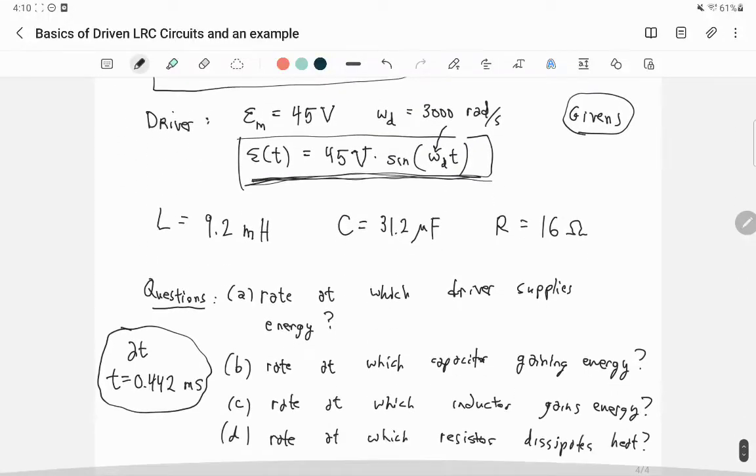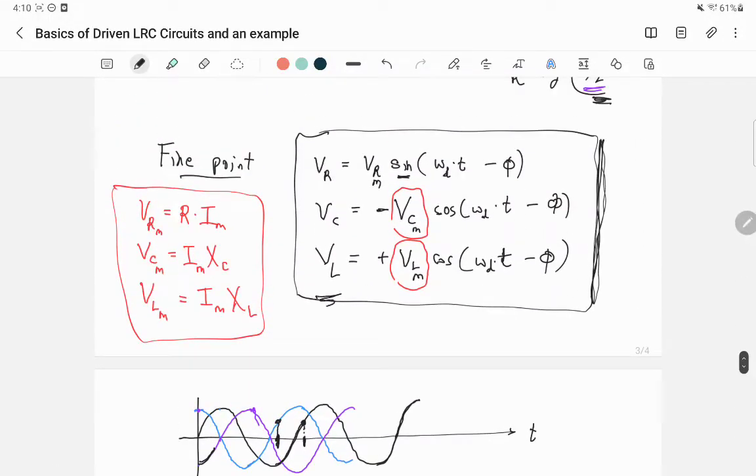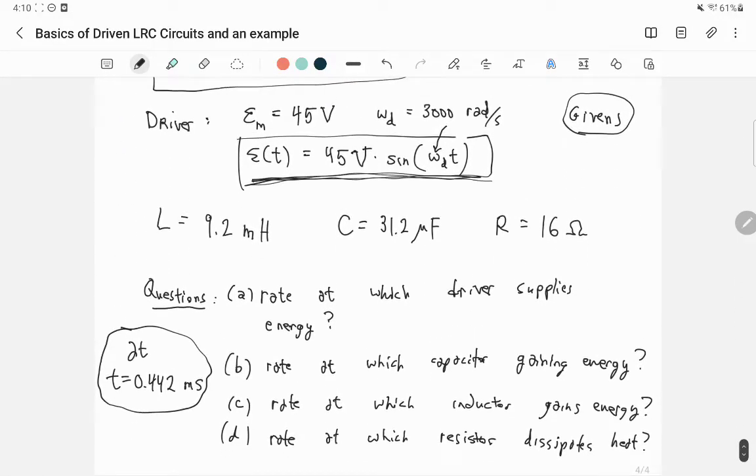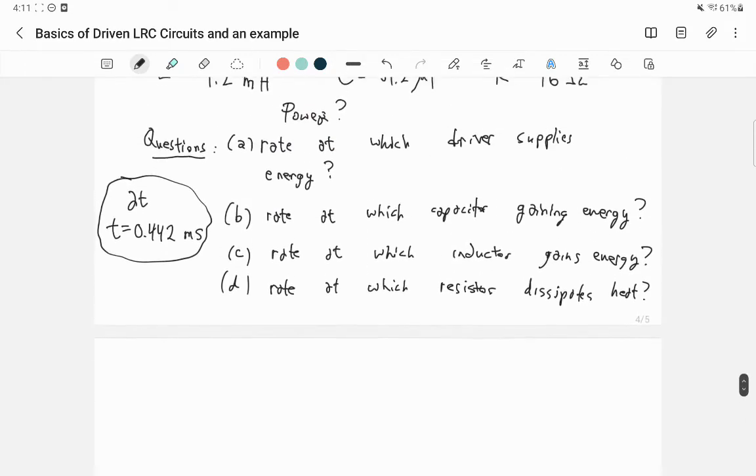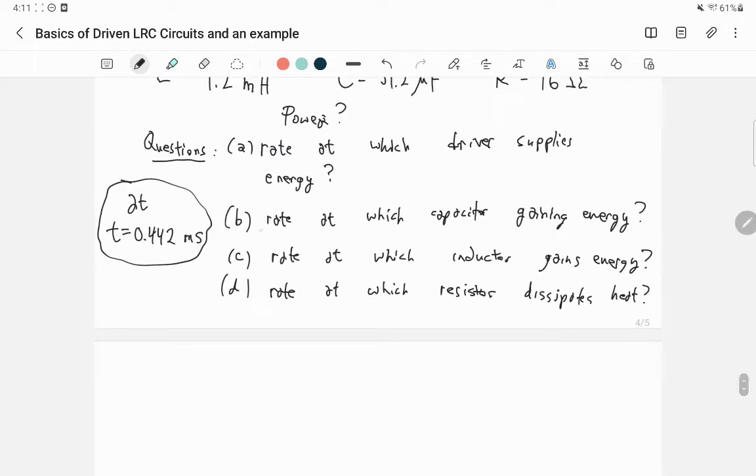So, but how do you calculate, right? So these are voltages, but how is this related to power? Right? Because that's what all of these questions are. They are questions about power, right? So, right, rate of energy. Rate of energy is the scientific statement of what's the meaning of power, right? So power. So, all right. So in order to do this, right? So remember, part A is rate at which the driver supplies energy.